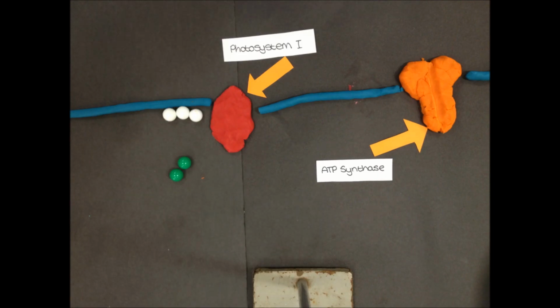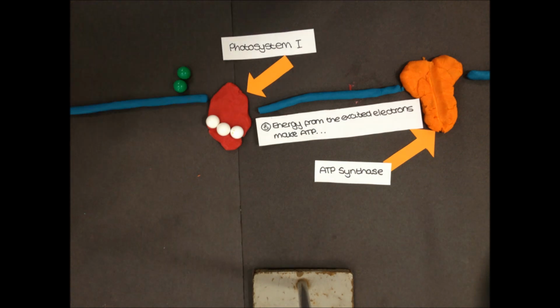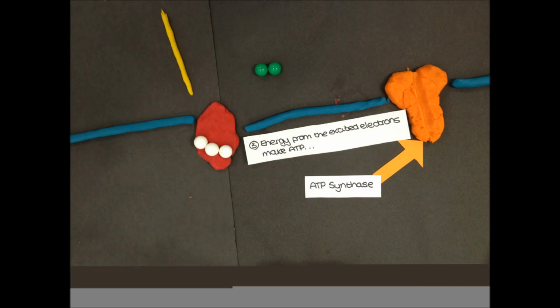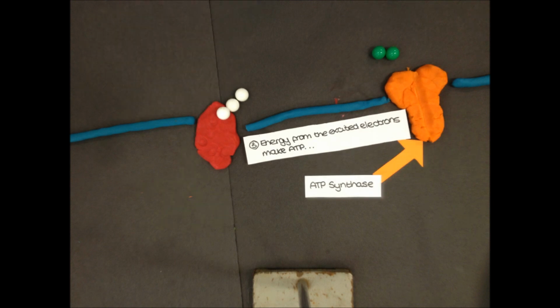Electrons pass down electron transport chain until photosystem 1. Their energy is used to make ATP by pumping proton across membrane, where proton gradient is made, and pass down ATP synthase to add an organic phosphate to ADP.